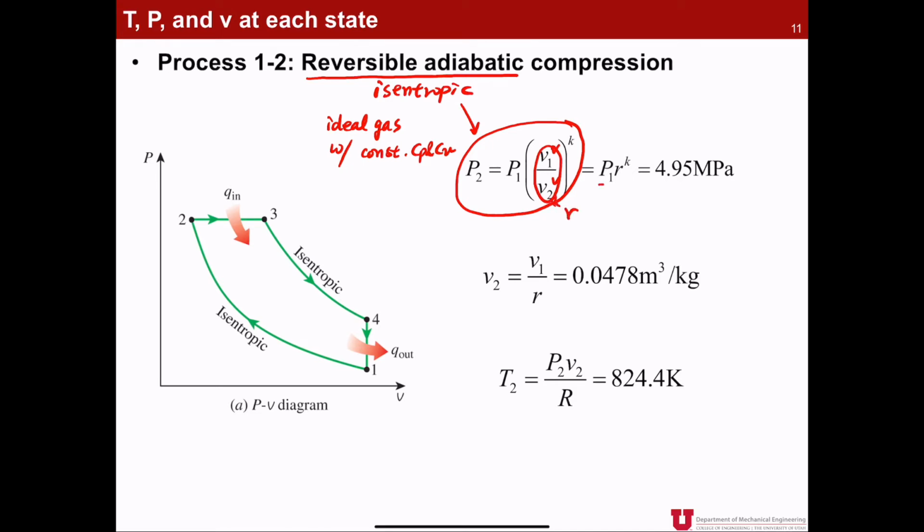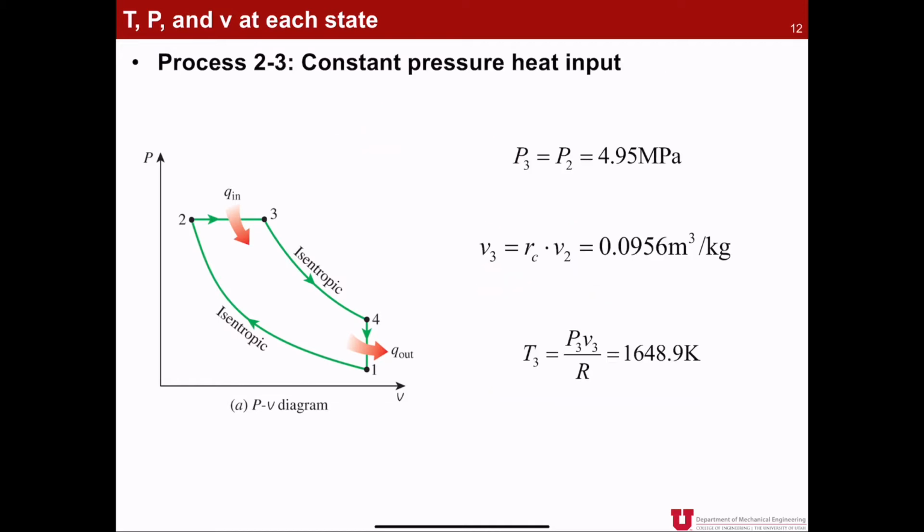So now we have this equation which gives us the pressure at the end of the compression process, which is 4.95 megapascal. And also we can calculate the specific volume at 2, from the compression ratio. So now we have this value. And by knowing the pressure and the volume, we can calculate the temperature at 2, which is 824.4 Kelvin.